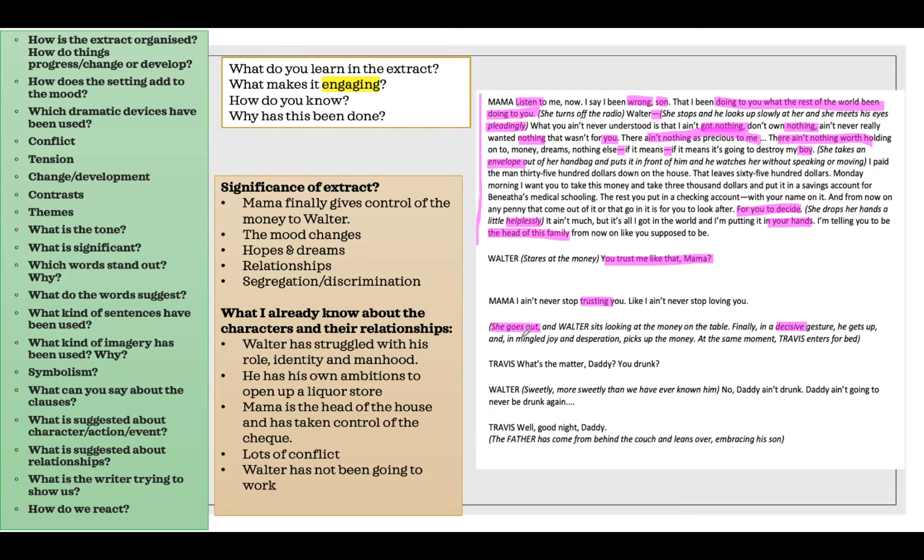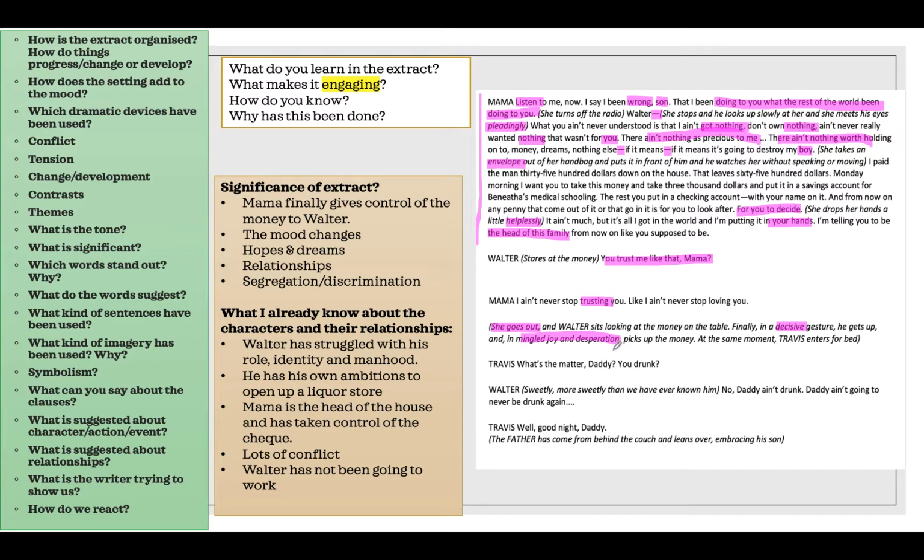And then we have this "mingled joy and desperation." So we kind of have this juxtaposition of words here. We have joy and we have desperation. It shows just how conflicted he's been about everything, but it also shows just how significant the money is. Obviously, he's happy, he experiences joy to have this, but there's desperation to live up to his own hopes and dreams in order to do something for himself.